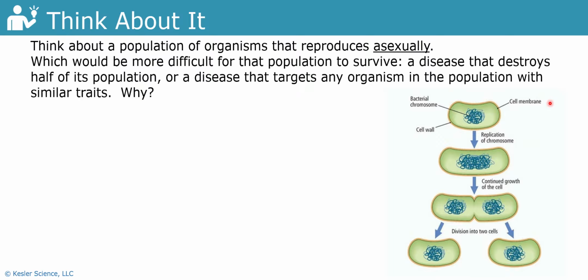Are you ready? Did you think about it? Okay, well, here's my thinking. If a disease destroys half the population of an asexually reproducing organism, then that's still half the population available to undergo mitosis and repopulate. If a disease targets any organism in the population that has similar traits, well, that would be more devastating. Why? Because all of the offspring of mitosis are genetically identical. So whatever the trait is, they all share it. The disease will wipe out the entire population.